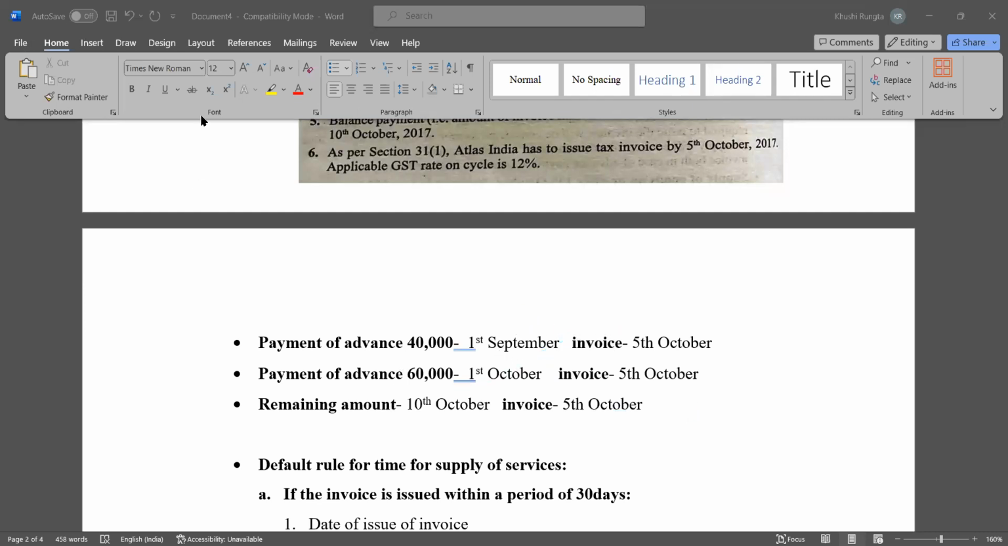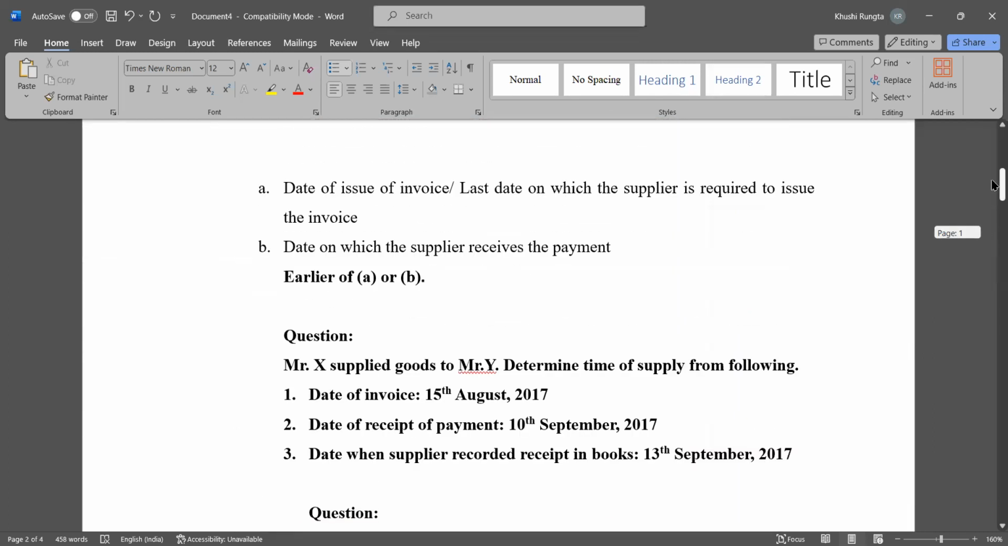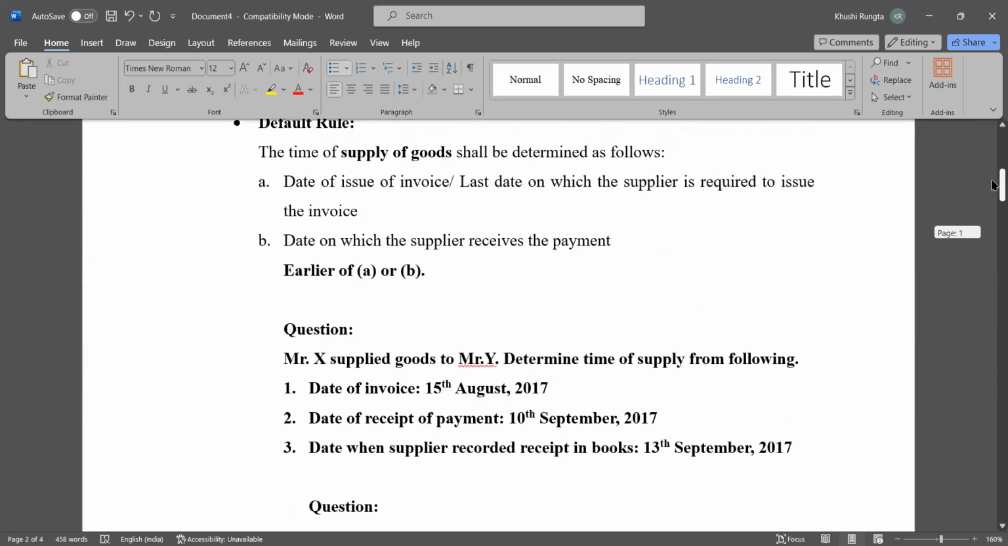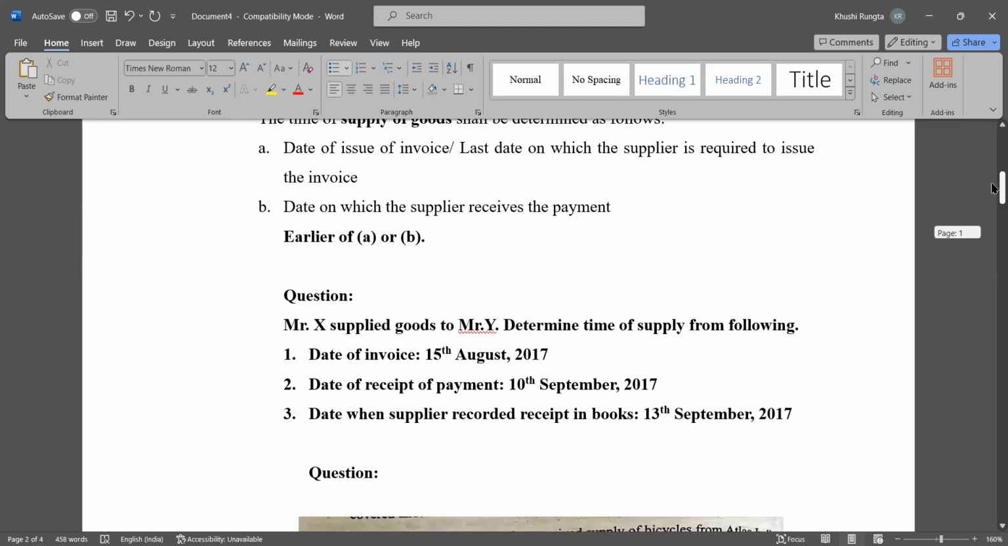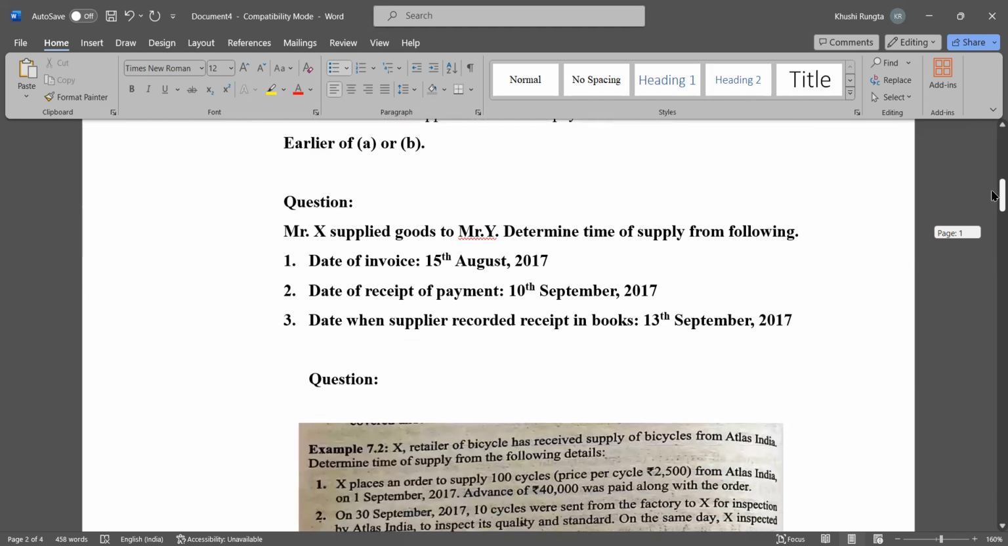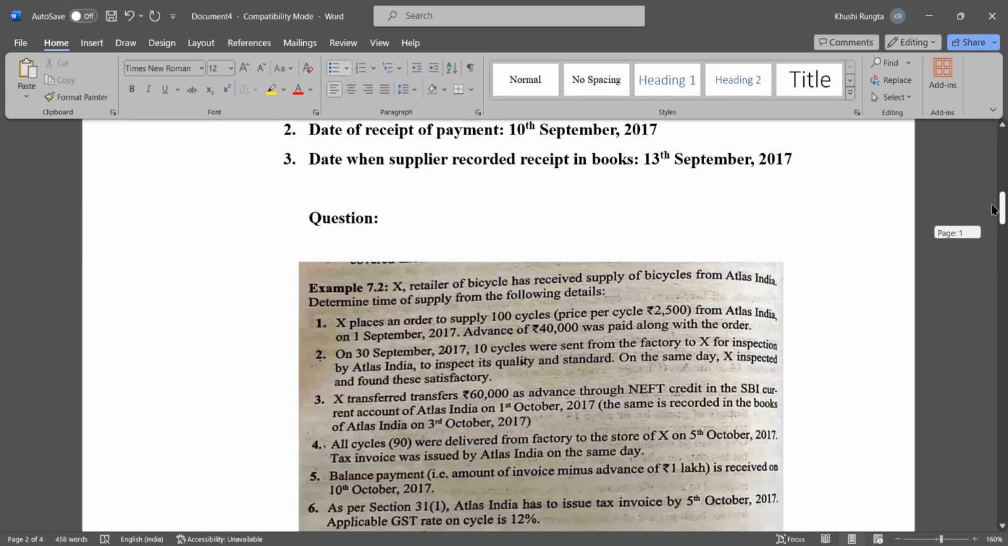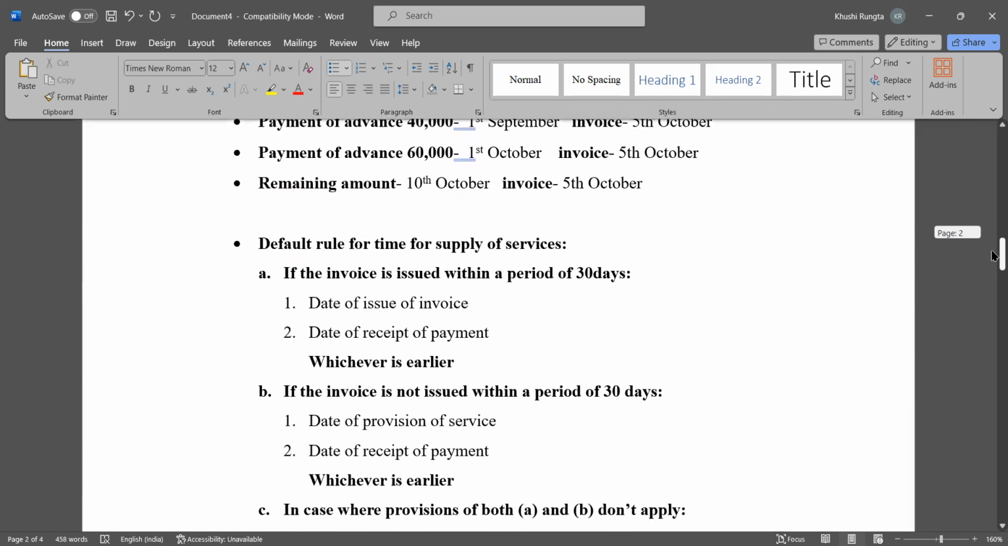This is the solution for such a big question. See, the solution is too big. The key to answer such questions is read it carefully and note it down as and when required. Okay. Next, this was all about the default rule of goods. What is it? You have to check two things: the date of issue of invoice and the date on which the supplier receives the payment. Whichever is earlier will be your time of supply of goods.